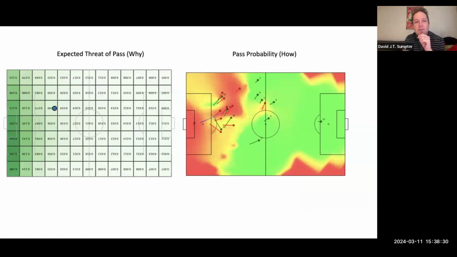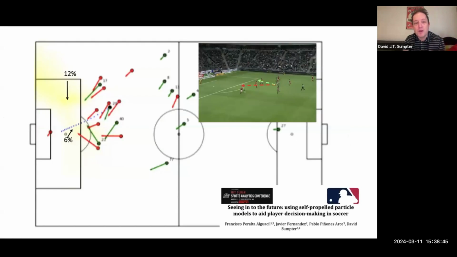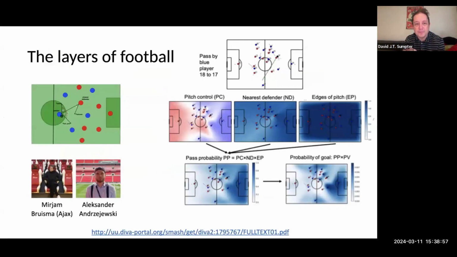Then we can think about it this way: why make the pass? Well, that's the probability you'll score a goal after you've got the pass. That's on the left. And on the right is the probability of the pass being successful. You can pointwise multiply those two, and you end up with a diagram that looks like this. The best pass decision in this case was actually the 12% pass, and not the 6% pass which was actually taken.